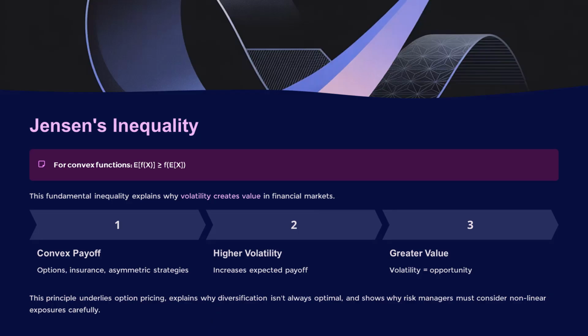Jensen's inequality. Convexity in action. Here's a concept with real-world bite. Jensen's inequality says that for convex functions, the expectation of the function is greater than the function of the expectation. In risk terms, this explains why options and other convex payoffs have value even when the expected underlying move is zero. Volatility creates positive expected payoff for convex instruments.